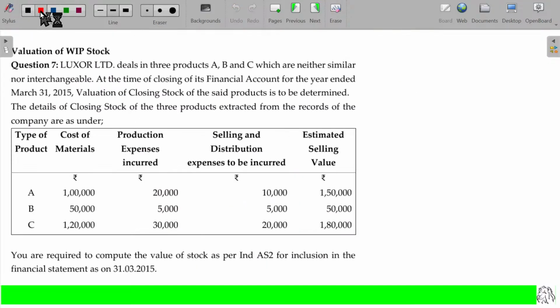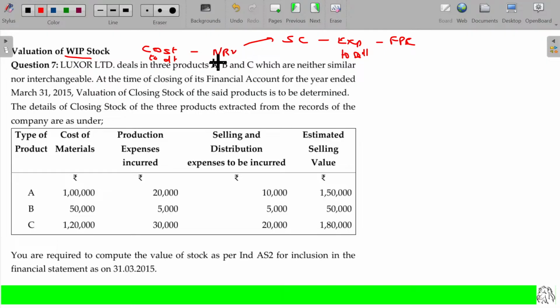Now, how can we calculate the work in progress stock? Already we have studied. What is that? Cost or NRV. In case of work in progress, cost means cost to date. NRV is nothing but sale value minus any expenses to sell, and not only that, further processing cost. This will be called NRV.